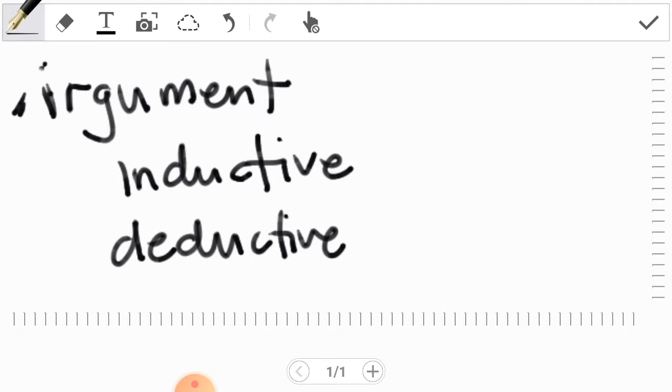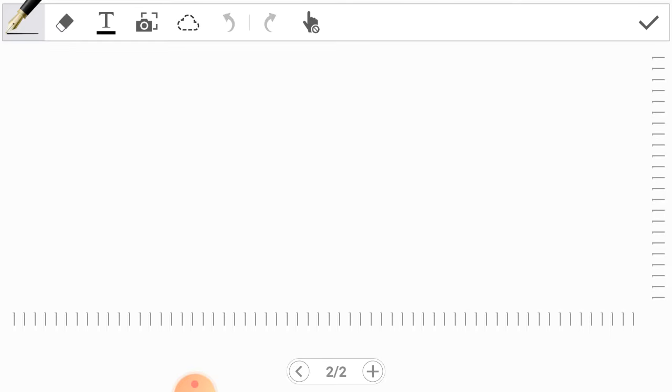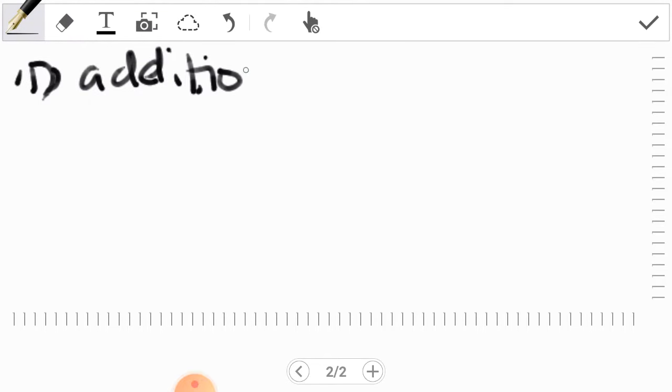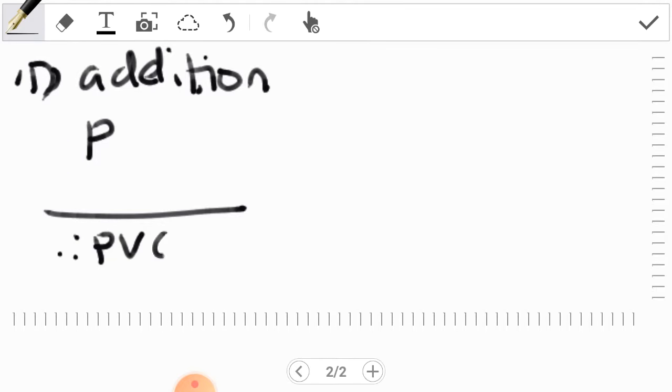Okay? And under this, we will be looking at the rules of inference. In our last discussion, we considered our rules of replacement. So this time, we have another set of rules, and we call these the rules of inference. And we have the first one. The first rule is what we call the rule of addition. And in this, the premise is P, and then the conclusion is P or Q.